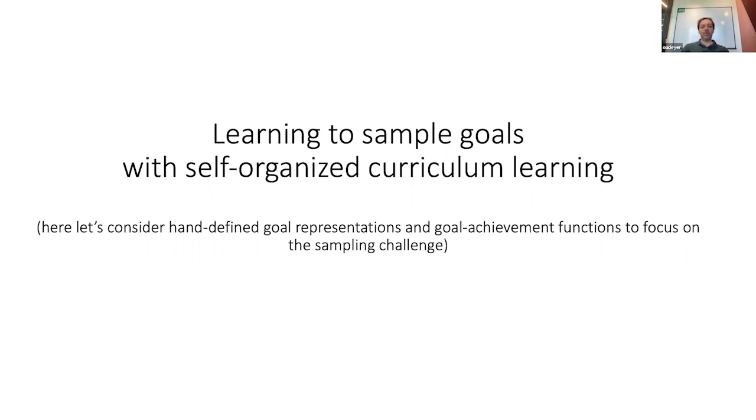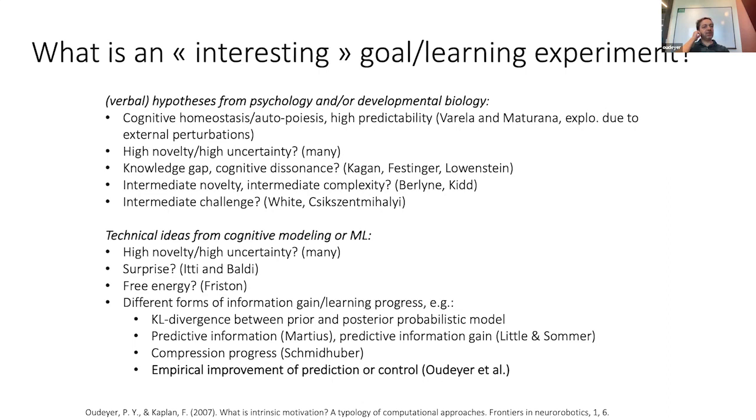And so this basically boils down to the question, what's an interesting goal or what's an interesting learning experiment for a little scientist, if you want. There are many hypotheses that were considered and studied in the literature, both in the psychology literature, in the neuroscience literature, but also in AI and in machine learning. A first kind of naive idea would be to say that what's interesting is to explore problems or parts of the environment where you make a lot of prediction errors, where you have a lot of uncertainty, for example.